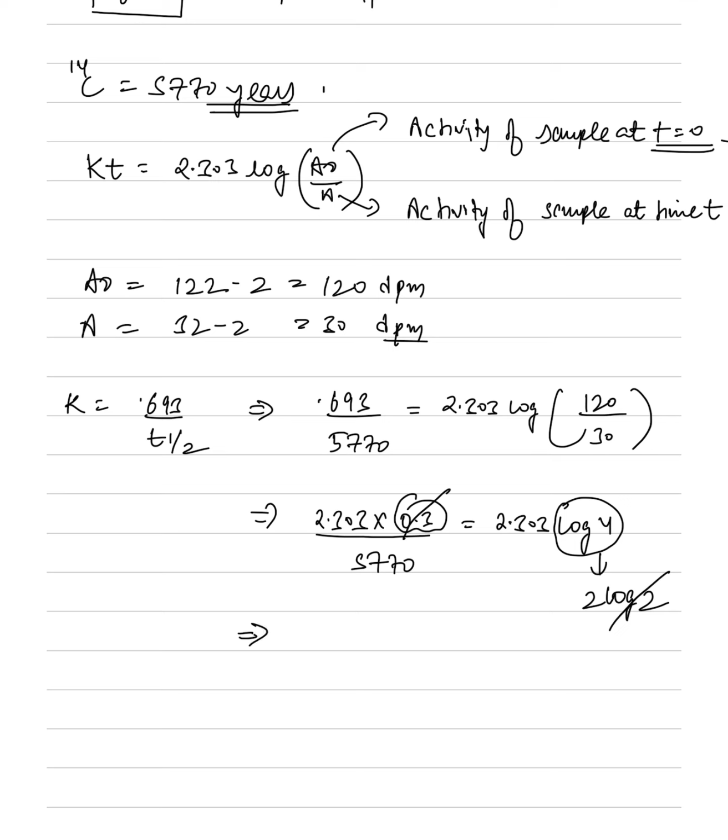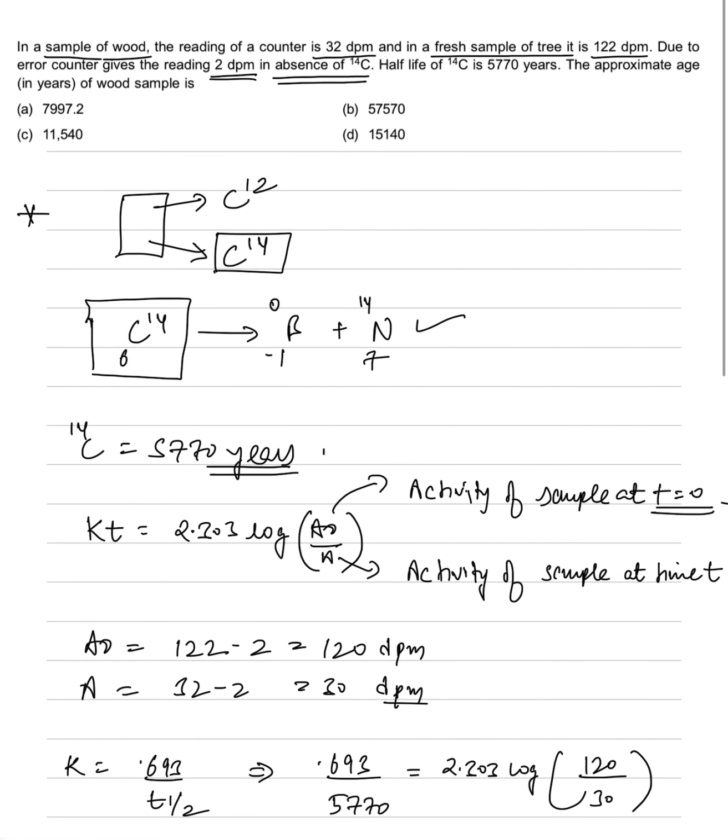That means also we are forgetting the time term. The time term is here only, right? So t equals 5770 into 2. This is the final age of the tree. This value comes out to be 11540 years. And if you look at the options, option C is the correct answer.